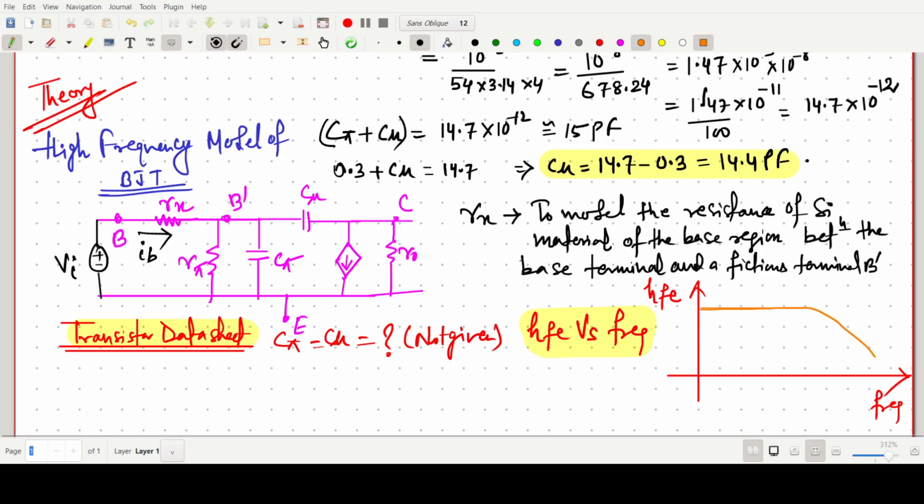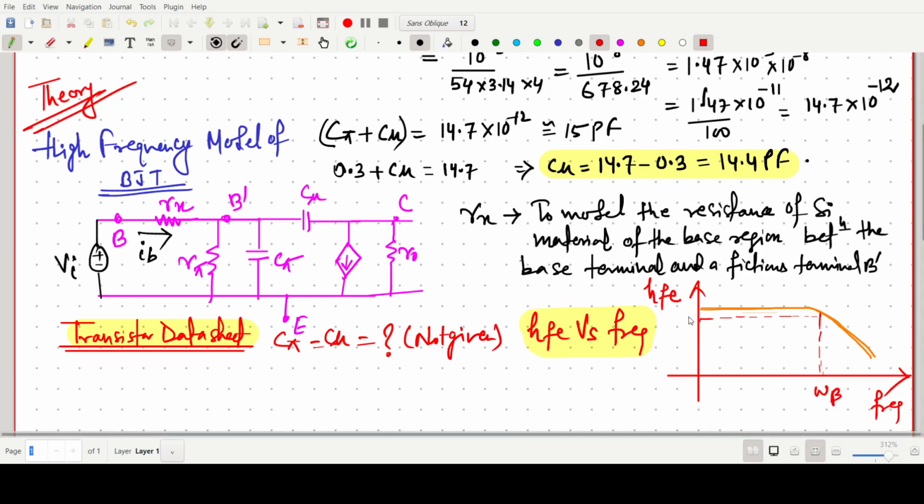This one is somehow a low pass curve. This type of low pass curve is there, and the minus 3 dB cutoff frequency will be there here, where I am writing omega b. We can write this as HFE, or sometimes we can write it as a beta. At this point we can say the beta value. So that part will be given. How it is coming, we will discuss now.